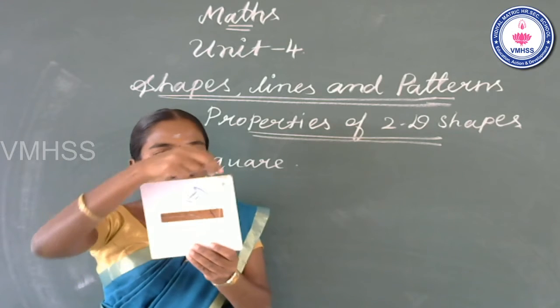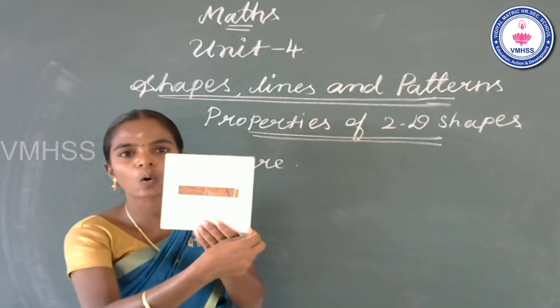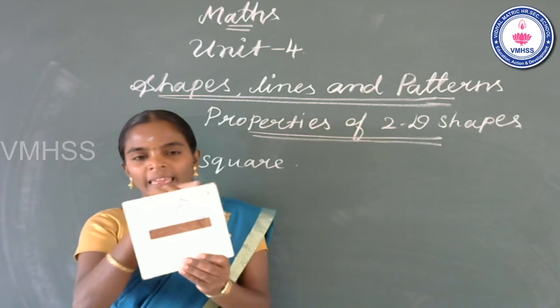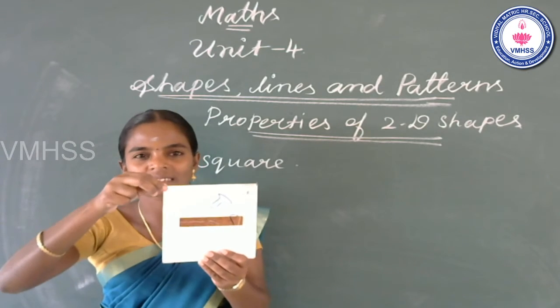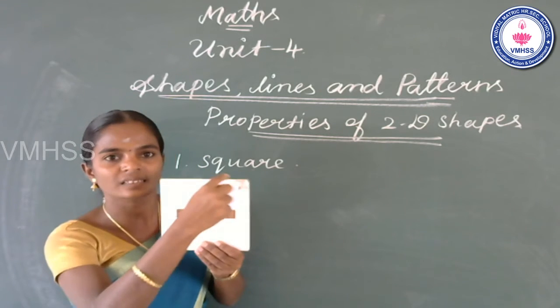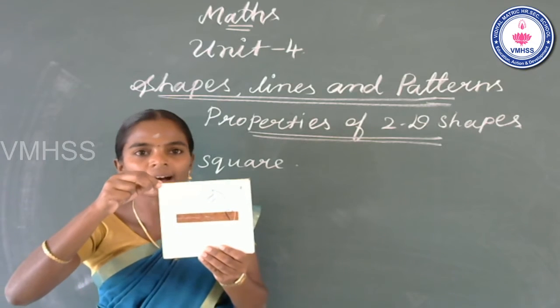1, 2, 3, 4. So four corners. Children, this name is side, and this name is corner. Did you understand? This one is a side, and this name is corner.